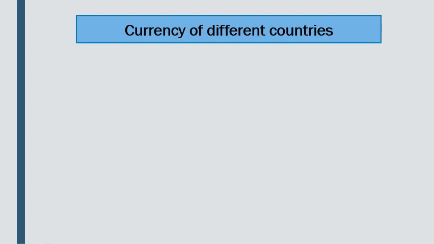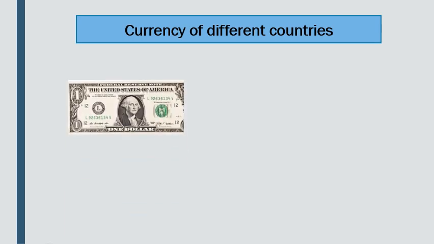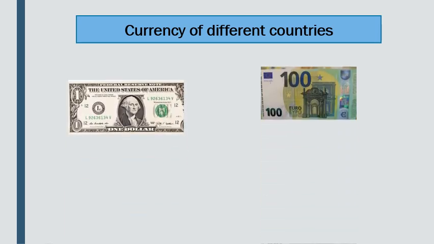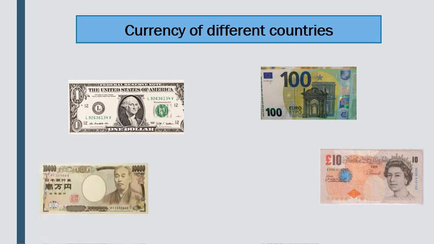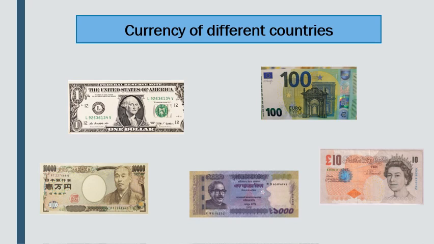For example, in America, dollar is used. In many European countries, euro is used. In England, pound is used. In Japan, yen is used. Taka is used in Bangladesh.